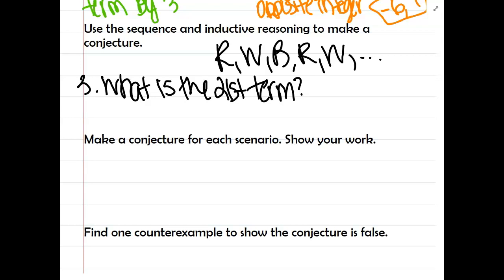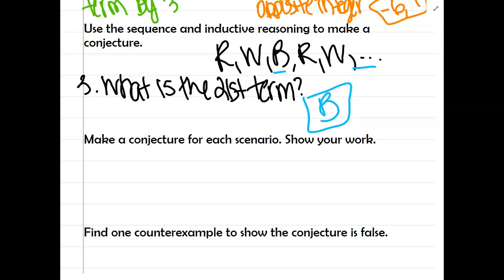What do you think? A B. What's making you think it would be a B? So 21 is divisible by 3, but why is the 3 important? Because RWB, RWB. The third term is a B. The sixth term is going to be a B. The ninth term is going to be a B, right? Every third term is going to be a B.